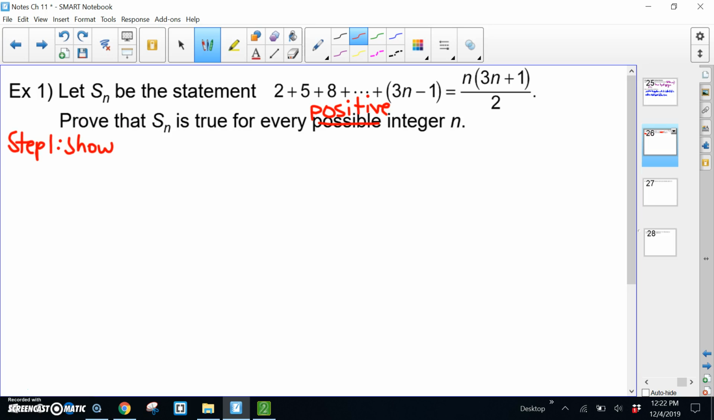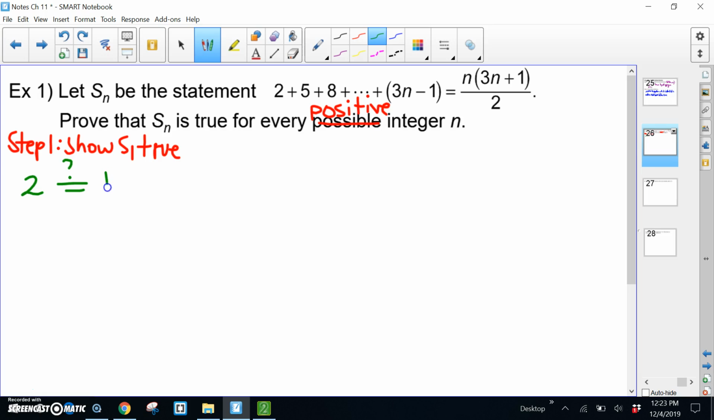Show S1 is true. All right, so on the left side of the expression that was given, S1 is just 2. The sum of the first term on the left is going to be 2. So we want to figure out if that equals what we would get on the right side if we plugged in 1. Basically, we're just plugging in 1.